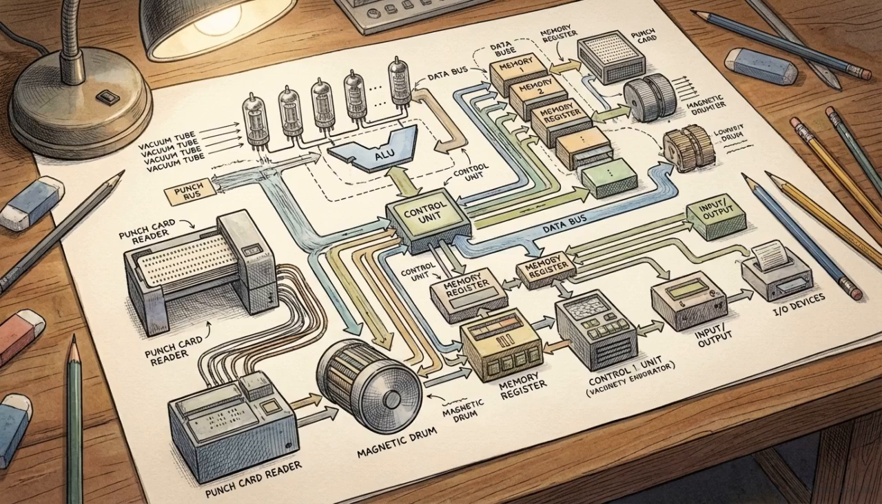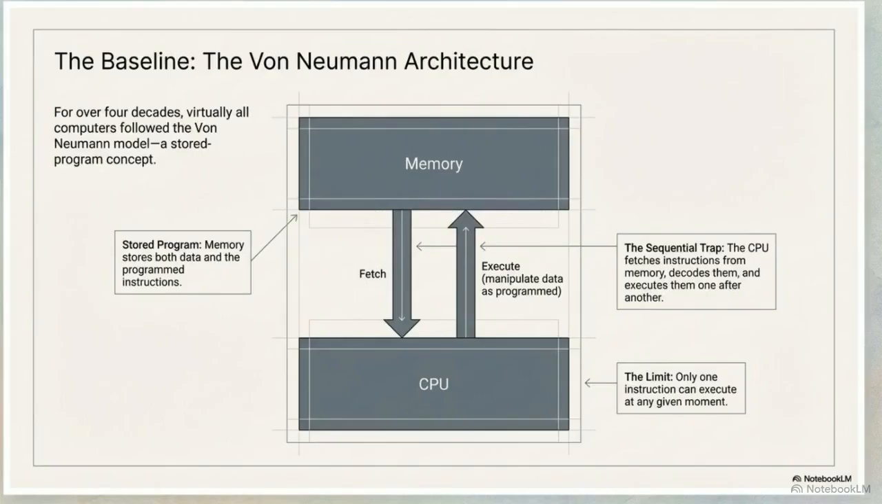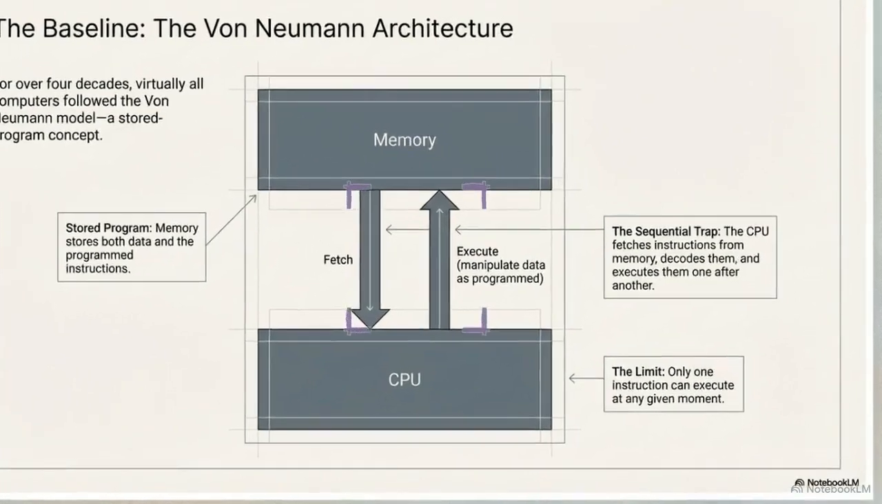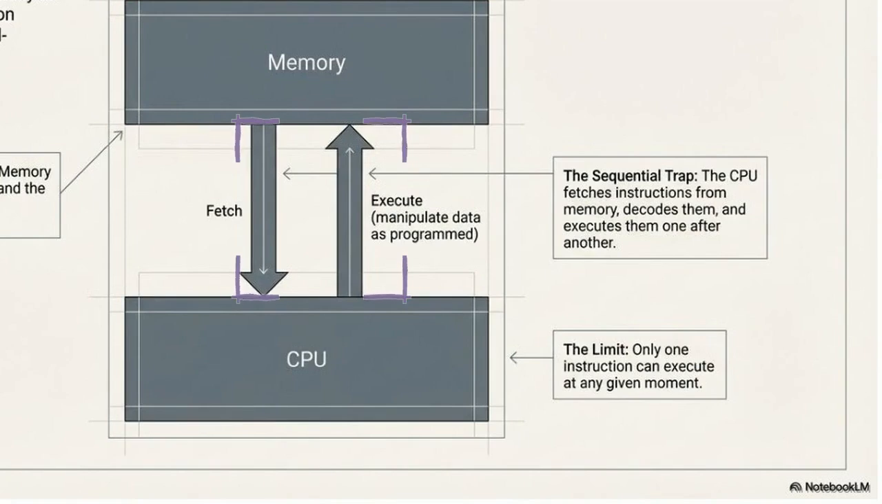To understand why, we have to look at the baseline standard that has driven computer design for over 4 decades, the von Neumann architecture. This diagram shows the core of the von Neumann model. Memory stores data, and the CPU executes it. Notice the physical bottleneck between them. Because of this structure, only one instruction can be executed at any given moment.